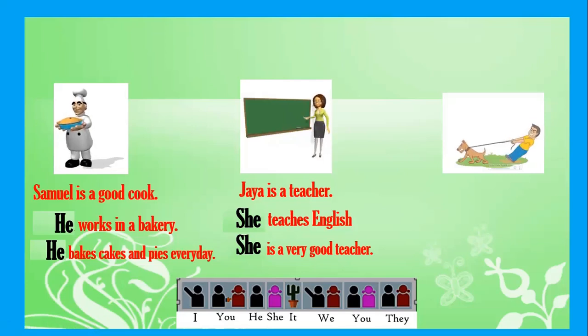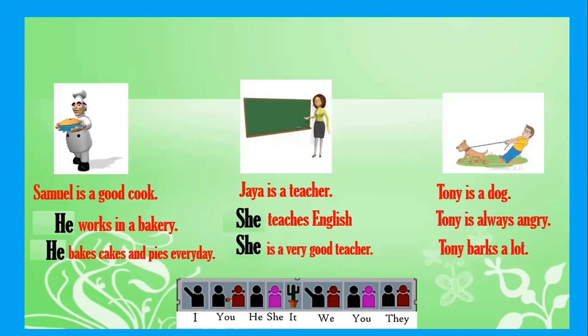Look at this dog. Let's find out more about him. Tony is a dog. Tony is always angry. Tony barks a lot. Here, you must remember, children, Tony is the name of a dog, and a dog is an animal. So the word that we can use to replace the name Tony will be it. The same change can be applied in the third sentence as well.